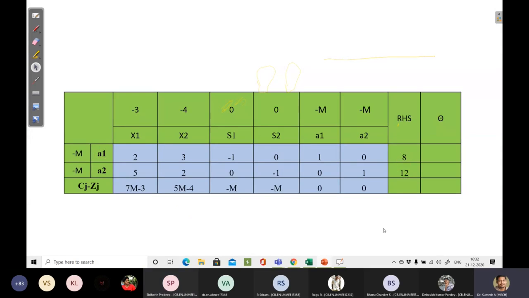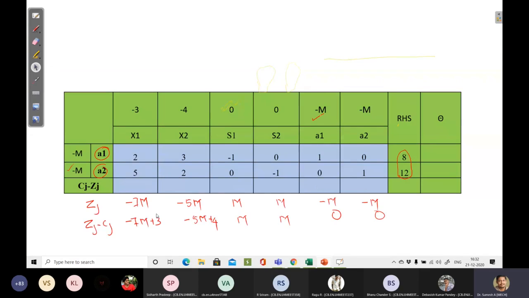Can you see it? So this is Cj minus Zj. I have gone for Zj minus Cj in the previous slide. Okay, so now which will be my key column? -7M plus 3, the first one. Yes, exactly. So that will be my key column.